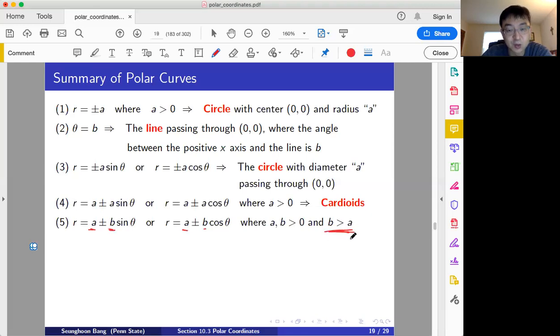If B is greater than A, what's that? We have a limaçon. The shape is snail, like a snail. This is the last one.